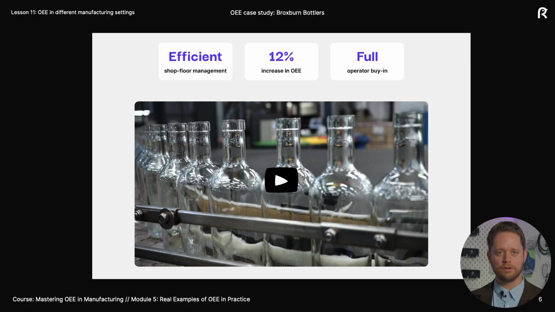So now we'll dive into an OEE case study with Broxburn bottlers. Broxburn is one of the top bottling providers in the UK, and they were struggling with unreliable downtime data and a lack of production insights. They decided to try FactBird in 2022, and it transformed how they track production and address issues in real time.